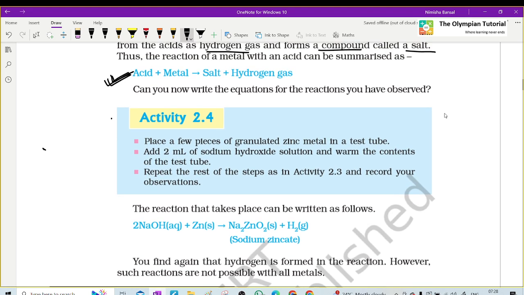Activity 2.4. Place a few pieces of granulated zinc metal in a test tube. Add 2 milliliters of sodium hydroxide solution and warm the contents of the test tube. Repeat the rest of the steps as in activity 2.3 and record your observations. So here zinc metal is reacting with a base. We observe the same thing: sodium zincate, a salt in solid form, and hydrogen gas is evolved. You find again that hydrogen is formed in the reaction.